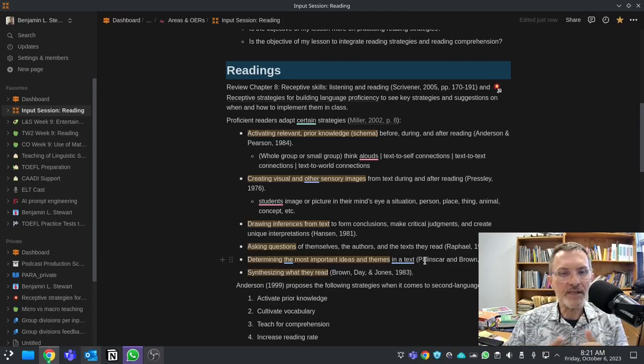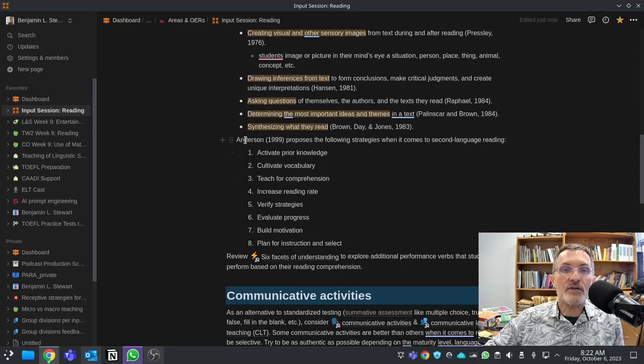Synthesizing probably is going to be more appropriate either at the end, or perhaps if you're breaking down a longer text into smaller sections, then I could see where you might also employ this strategy during the text. Again, if it's to help them understand a longer, more complex text. Determining the most important ideas, probably most appropriate to implement this at the end of the reading so that they have all the information available for them to make a determination on what would be important or what might be an overall theme that represents that particular text.